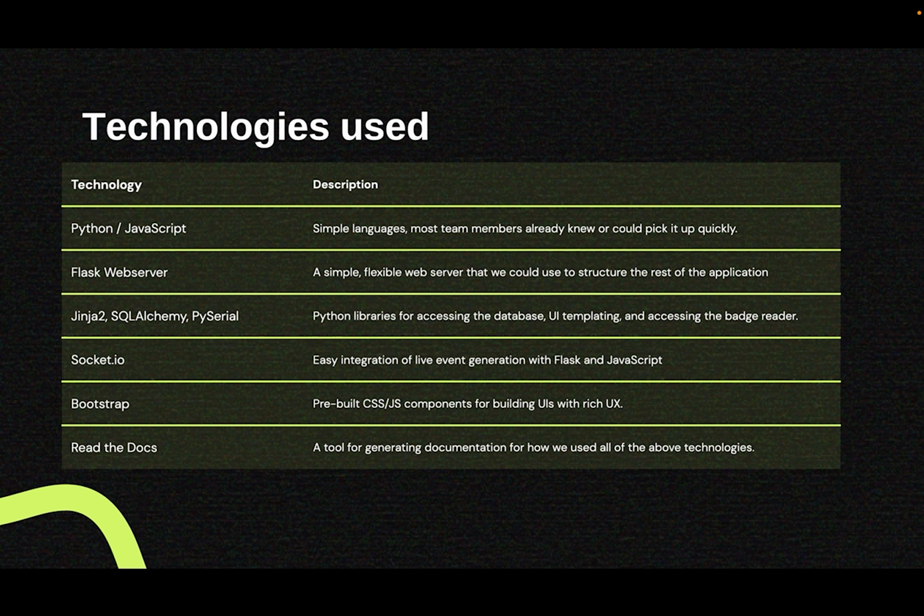We also built an integration with socket.io, both on the client and the server side, so that we could generate events live every time somebody would put a badge up against the card reader. And finally, we used Bootstrap as our UI UX framework to help us move quickly and have something that looks really, really fancy. And because we had all this, we also built a simple continuous integration with Read the Docs, which would allow us to generate nice, clean documentation for future Capstone teams.